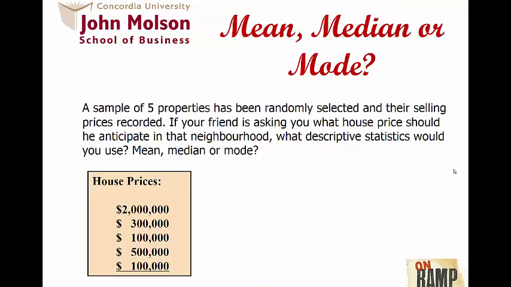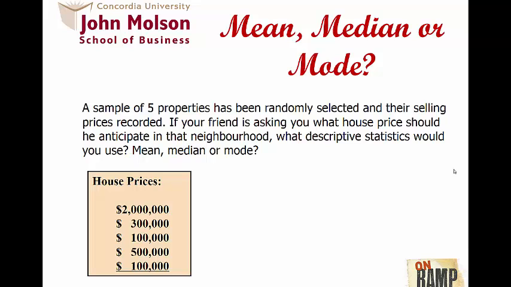Suppose I have the following situation. A sample of 5 properties has been randomly selected and their selling price recorded. If your friend is asking you what house price he should anticipate in that neighborhood, what descriptive statistic would you use? The mean, the median, or the mode? I look at my observations here. What would be the best way to describe the price of the house in that neighborhood?